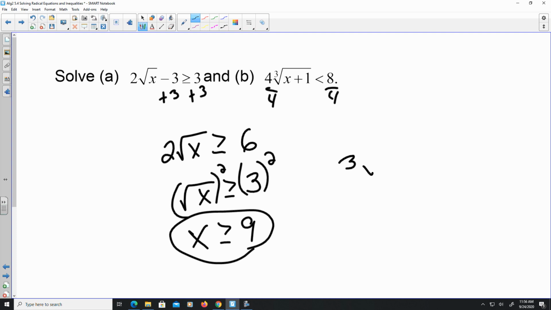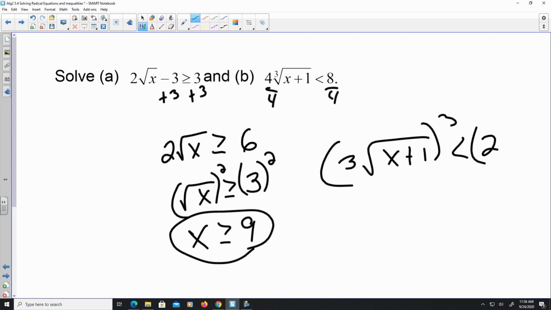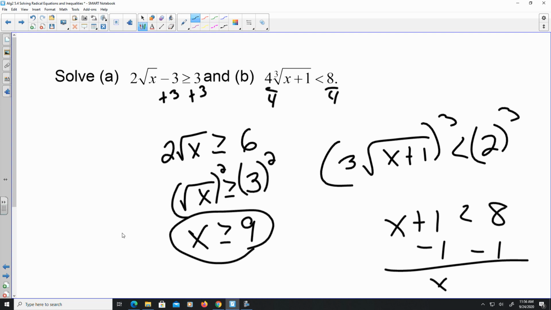So now I got the cube root of x plus 1 is less than 2. So now I raise this to the third power, raise this to the third power, so I'm left with x plus 1 is less than 8. Subtracting 1 from both sides, x is less than 7.